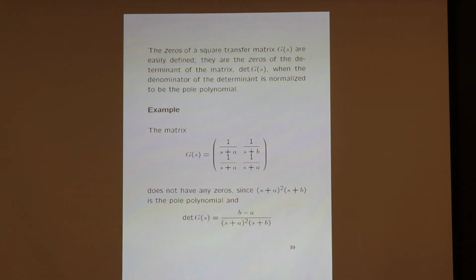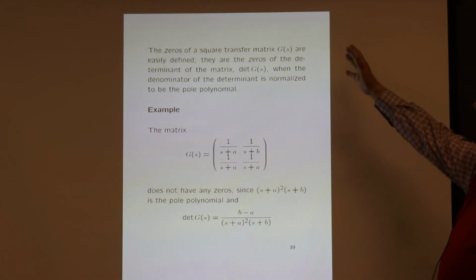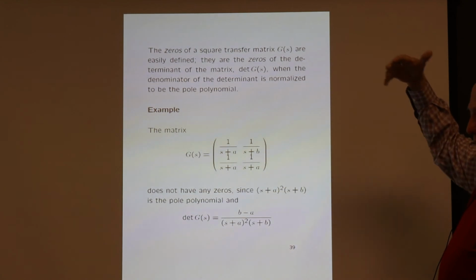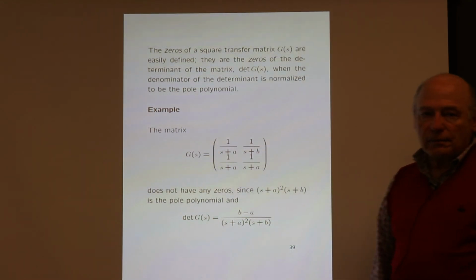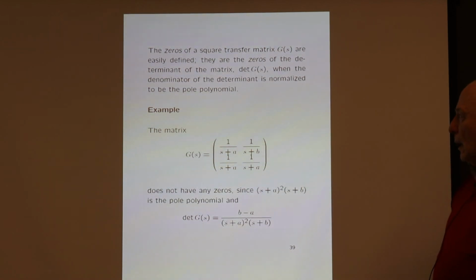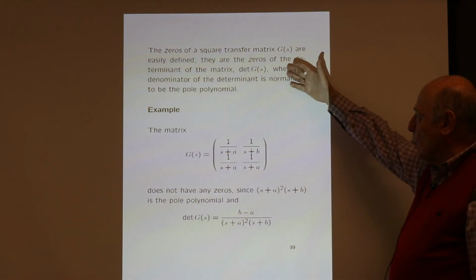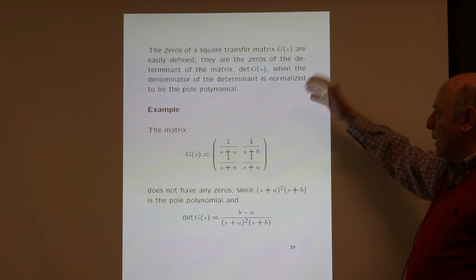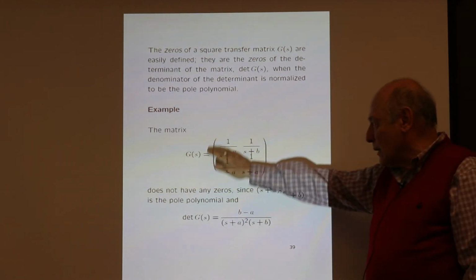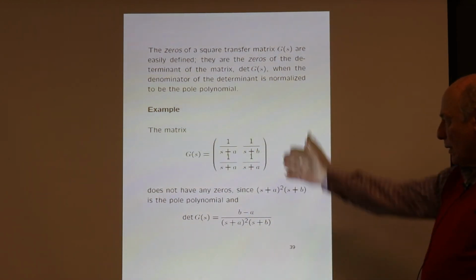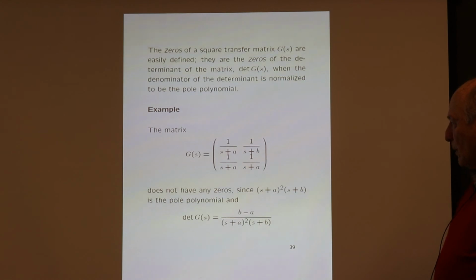And the zeros, they are much easier to compute. The zeros of a square transfer matrix G are very easily defined. They are the zeros of the determinant of the matrix. But that's true when the denominator of the determinant is normalized to be the pole polynomial. So what you do? You take this matrix, for instance. We already saw what the pole polynomial was.